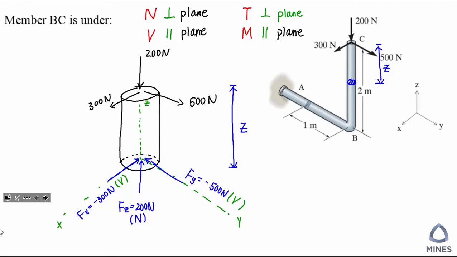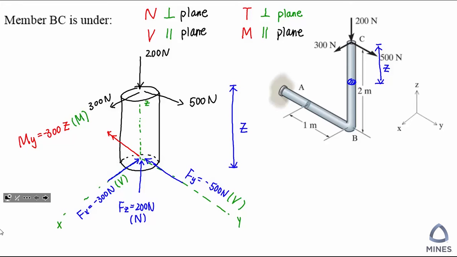You are going to use your right hand and curl. You can see 300 multiplied by the z distance is going to create a moment around the y-axis. So we are going to have a moment in the y direction, and it will equal the 300 force times the dimension z. Now let's take a look. Is this moment going to be called a torque or a bending moment? You can see it's parallel to your cutting plane, so that's going to be a bending moment.